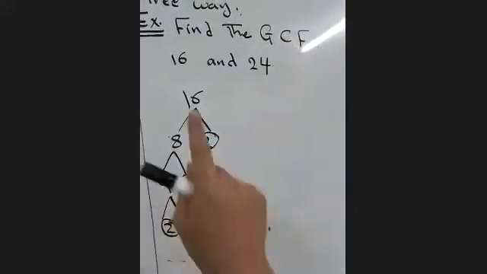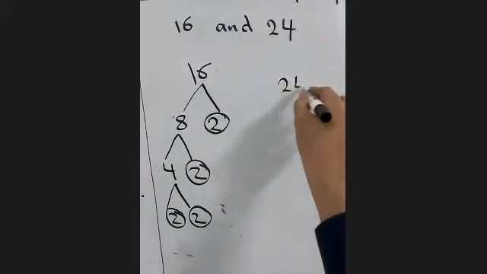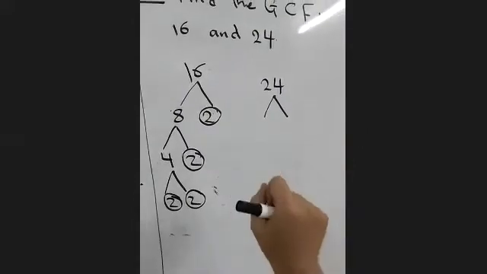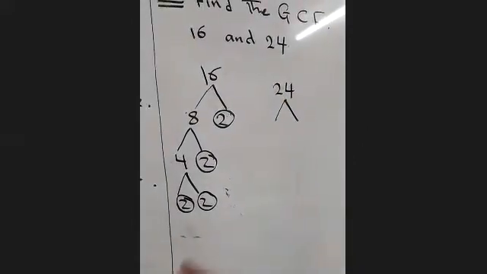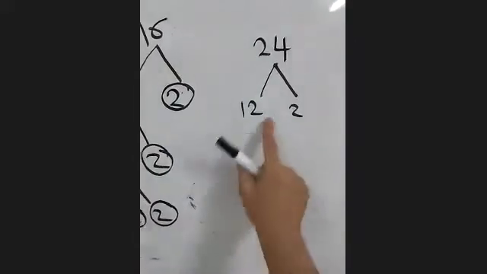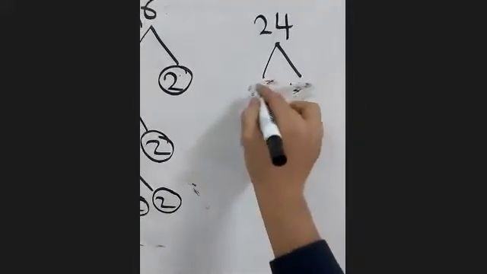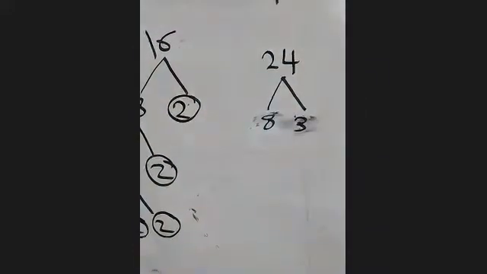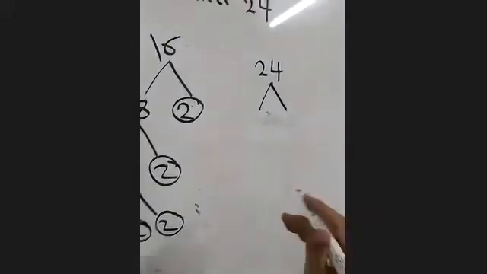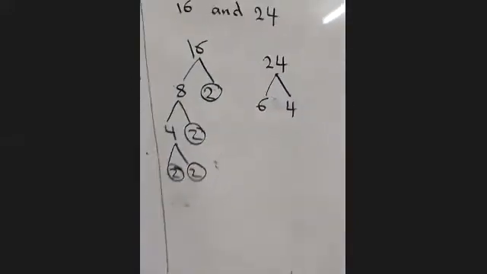I will do the same thing for the other number, which is 24. I will find two numbers. If you multiply them, you get 24. I have a lot of choices. I have 12 and 2, 6 and 4, 8 and 3. Right? I have a lot of numbers. Take any choice, any two numbers. Let's say 6 multiplied by 4 is 24.